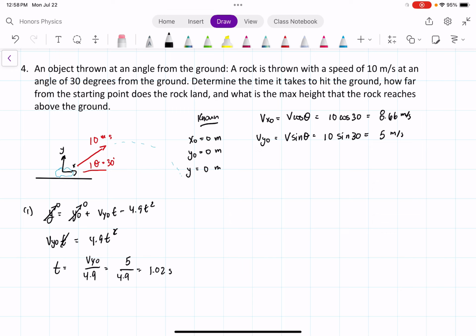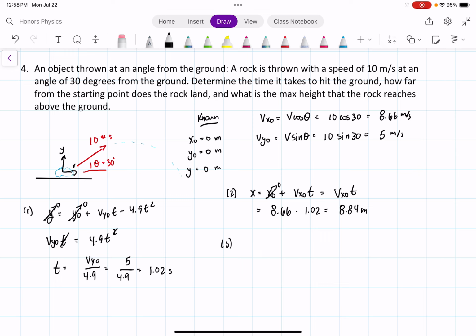Then we can find the x displacement by using the x equation for the kinematics, which is x equals our initial position in the x plus our initial velocity in the x times time. We know that this is 0, so this is just equal to vx naught t, which we know is 8.66 times the time we just found, which is 1.02, and we get a displacement of 8.84 meters.